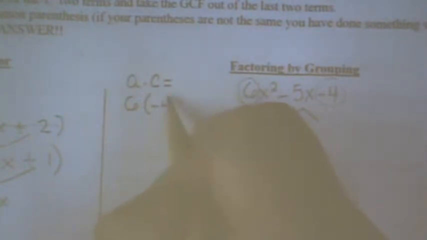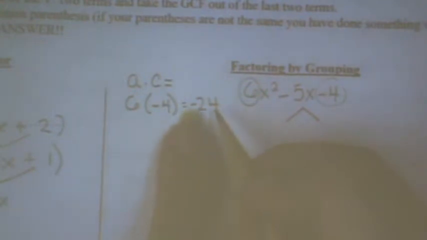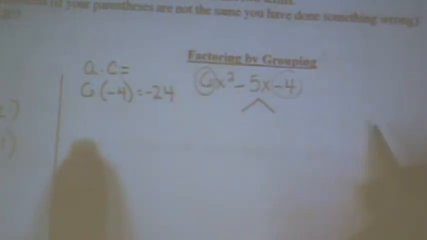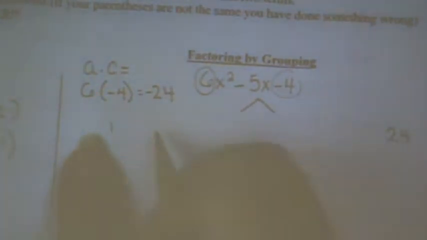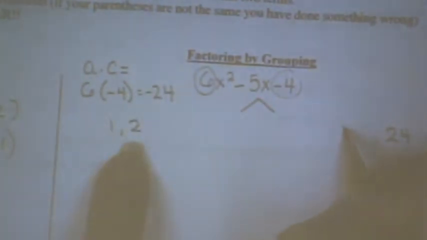What is the A value and what is the C value? 6 times -4 is -24. We want two numbers that multiply to give you -24, but they're going to add to be -5. Okay, so let's go. If you don't know, what I do is I make a list. What numbers? 1 times 24 is 24. What else gives you 24? 2 times 12.